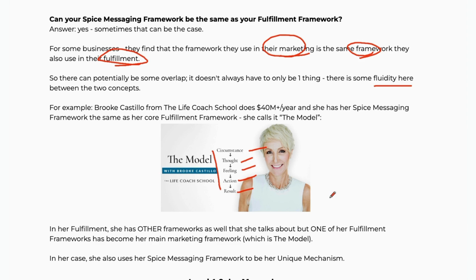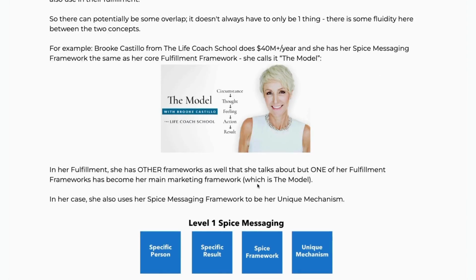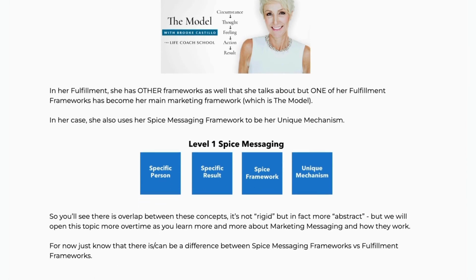I want to open your mind to understand these concepts properly, because I understand that they can sometimes be abstract, right? The other thing is that inside of Brooke Castillo's fulfillment, she might also have other frameworks. Just because the model is one of her fulfillment frameworks doesn't mean she might not have other frameworks inside of her fulfillment as well, right? And in this case, her spice messaging framework, which is also one of her fulfillment frameworks, also happens to be her unique mechanism. So it's this weird world where there is a lot of overlap, but all of this just depends on the market, right?